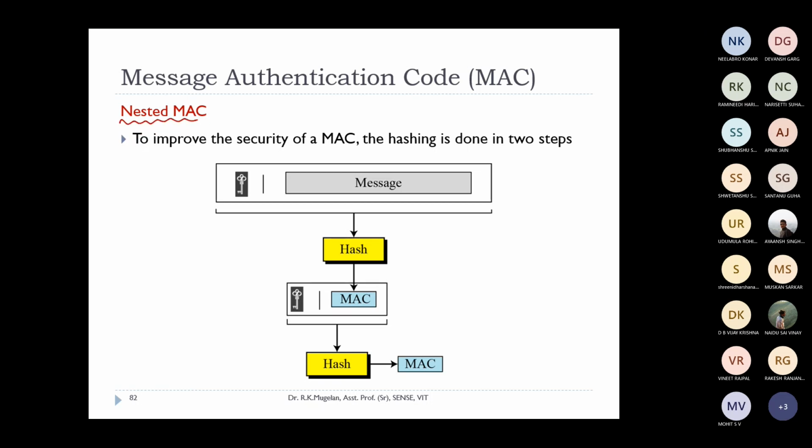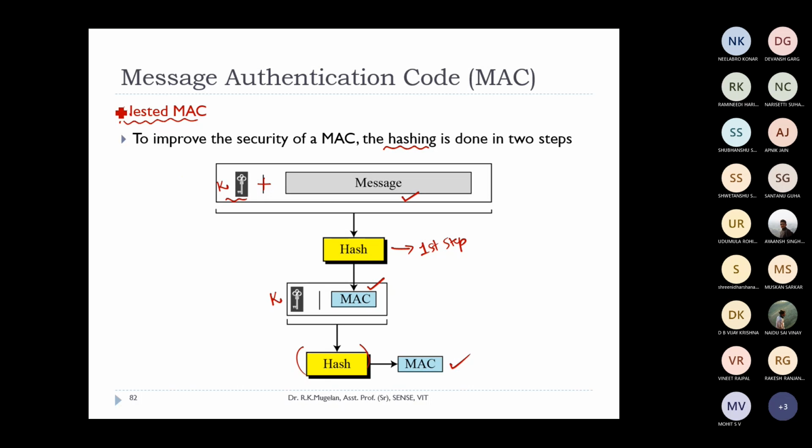In nested MAC, the hashing is performed in two steps, or we can say that double hashing is done. Here you will have a message, and we are having a postfix of a key, that is a secret key. Once we hash the key plus message, we get an intermediate value. Then they append the same copy of the key again, and this is the hashing in the first step. In the second step, they go with a second round of hashing to get a MAC.